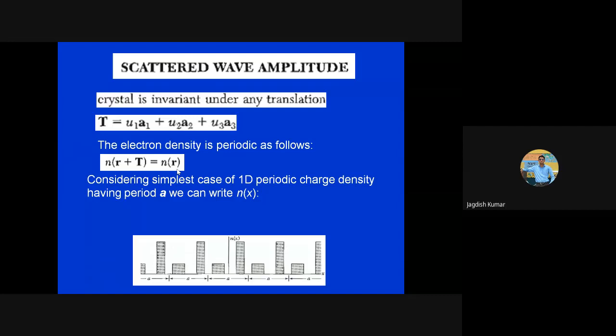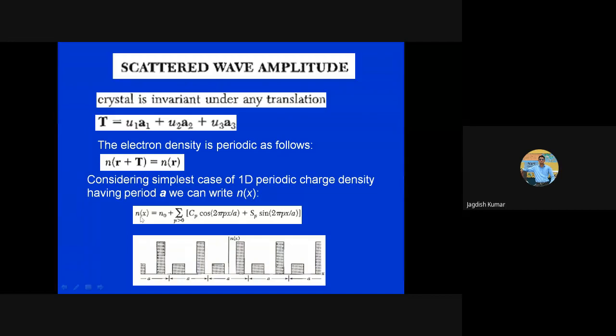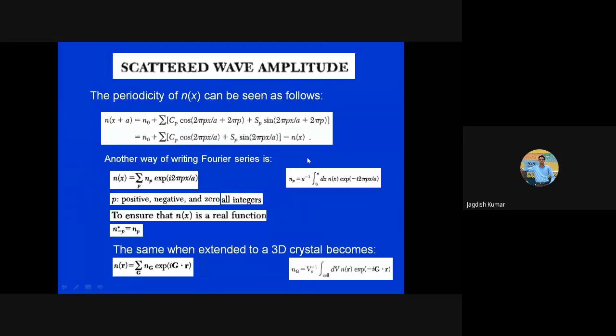This we already have done: the electron density is to be periodic. So in that case, how can we write down the electron density? It can be written with the help of a Fourier series. This also we have done in great detail. That is how we can write down such a periodic electron density with the help of a Fourier series. This also is straightforward, so I am again doing this very briefly.